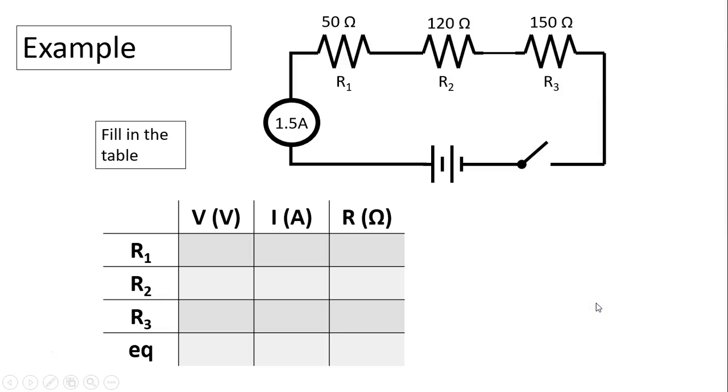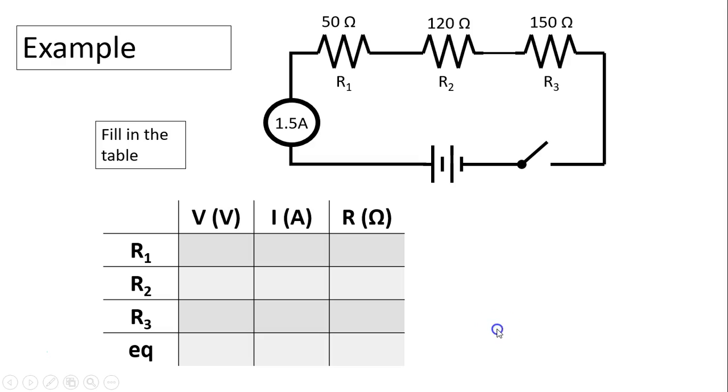Take a look at another example. We are doing the same thing and trying to fill in the table. This time the values have changed. When the switch is closed, what are the values? Try to do it yourself, then you can compare with my answer. You can stop the video now.